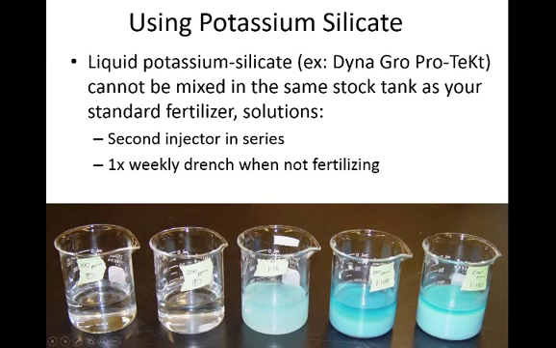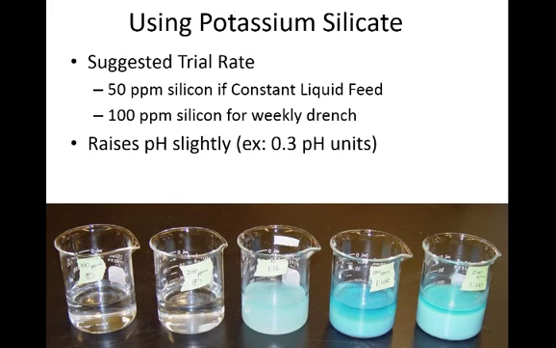So you either have to use a 2-injector, 2-stock tank type regime, with that second injector in the series, or you have to do a once-a-week drench when you're not fertilizing with your standard fertilizer. So for growers that have only 1 injector in their greenhouse, that would be kind of the way to apply. And so that's why for some of my experiments, I've told you we've done weekly drenches. That was for that exact same reason. If you do have the 2 injectors, probably the best thing to do would be to supply continual silicon.